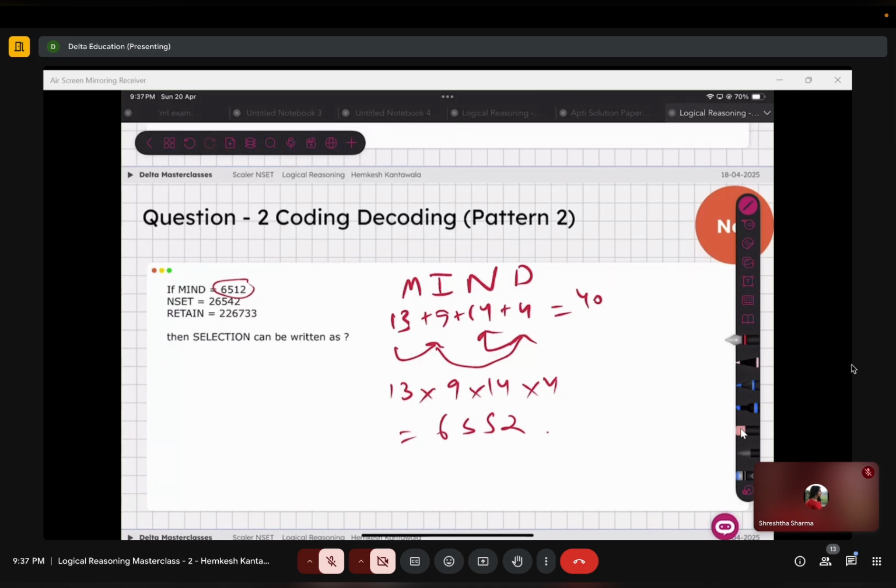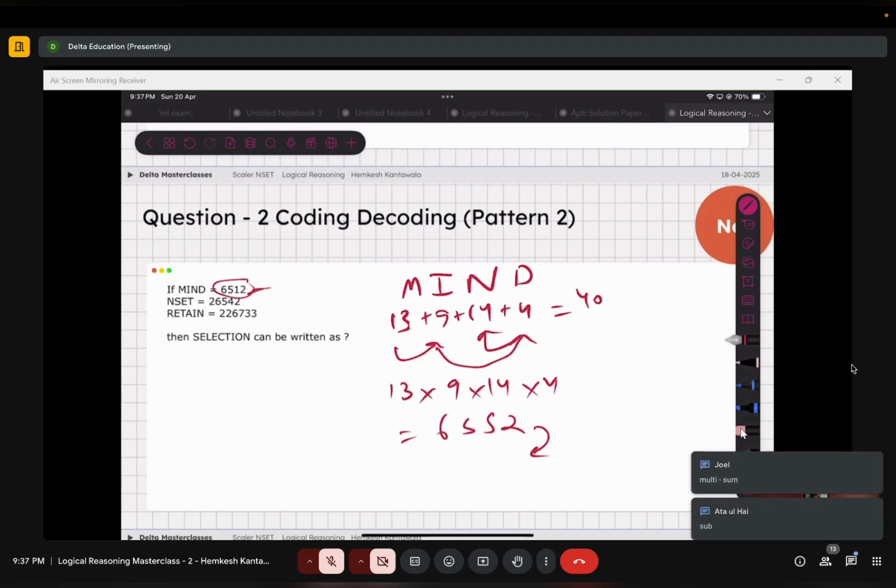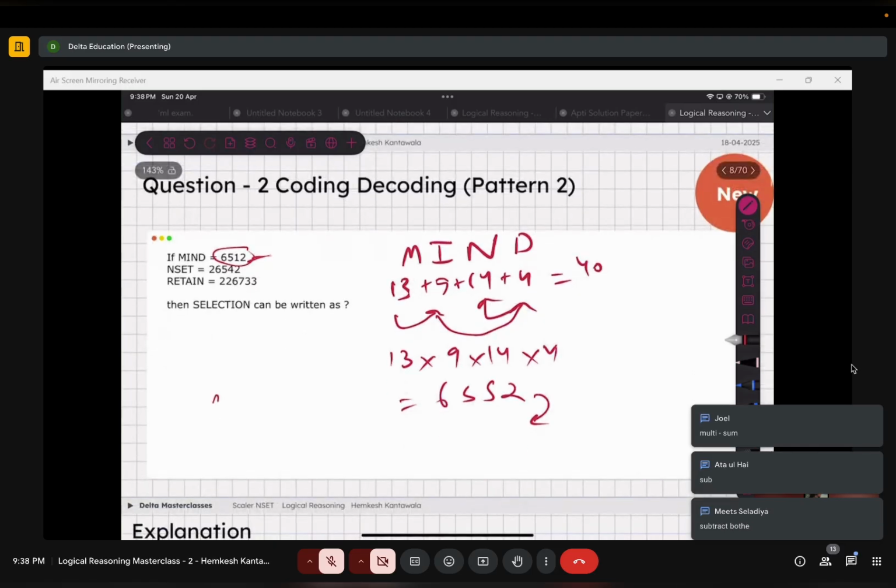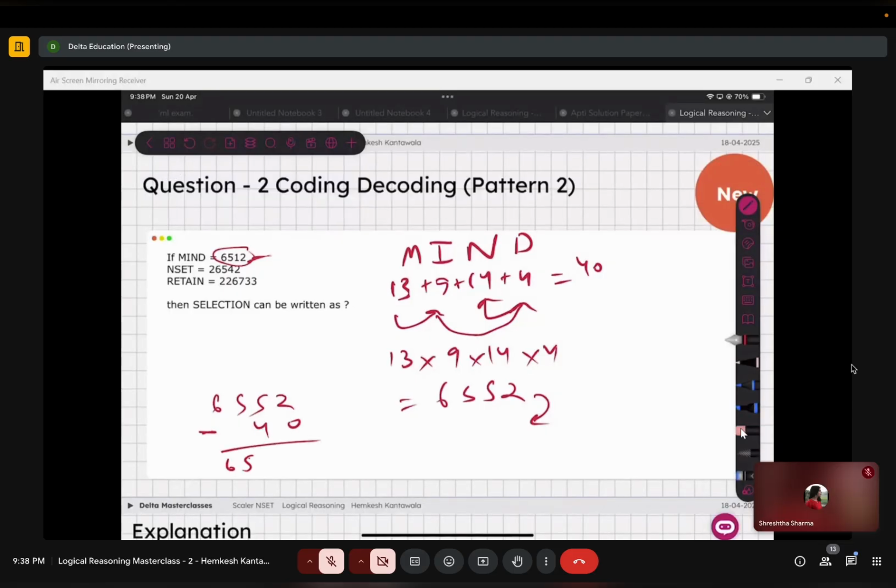So, what is the pattern? Now, can you get the pattern? What would be the next step from here to get this number? Multiply minus sum. Correct. So, it is 6552 minus the sum, which is 40. It gives 6512. And yes, this is the thing. So we found out the pattern.